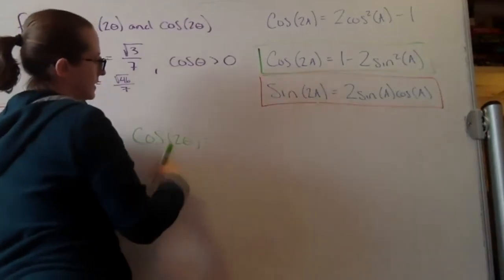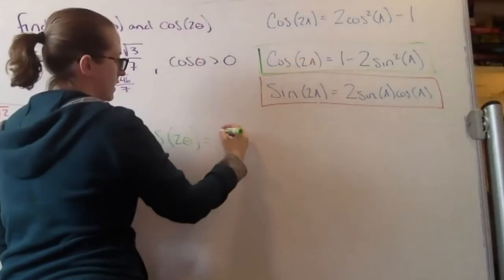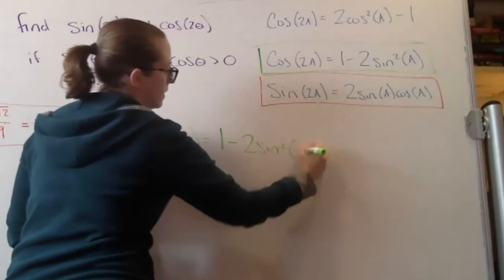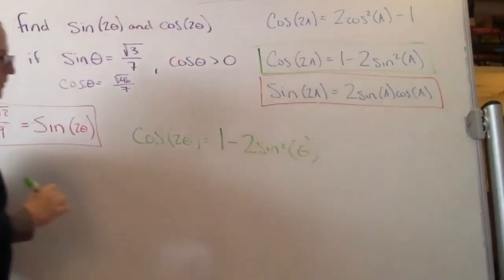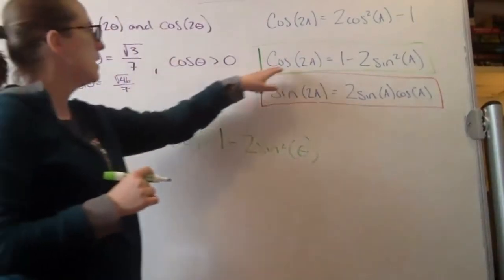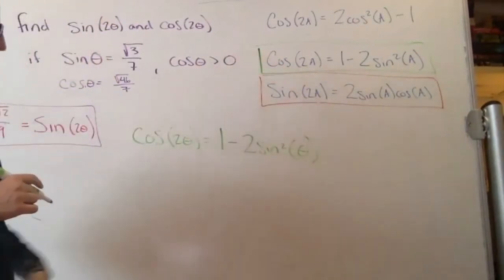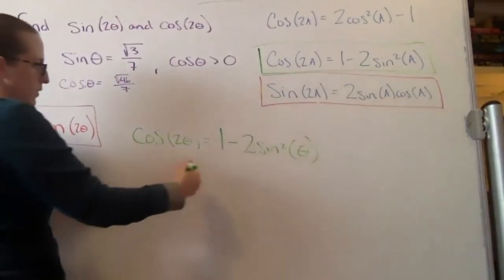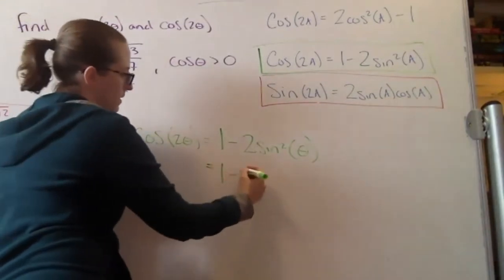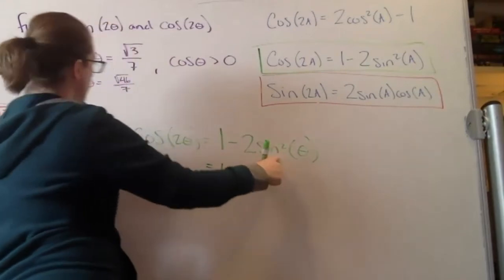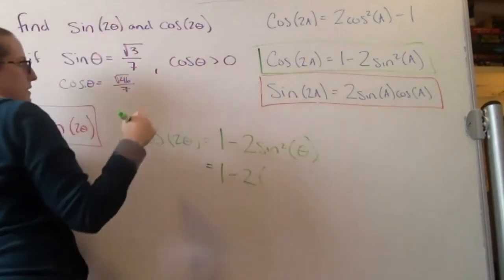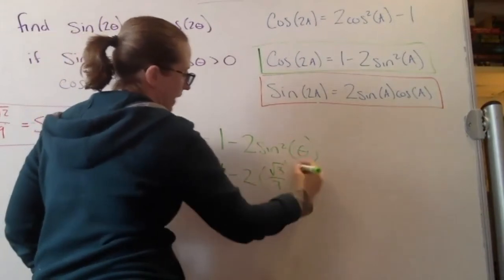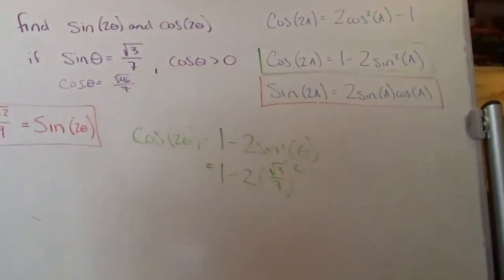Okay, so we're looking to find cosine of 2 theta. Our formula tells us that cosine of 2 theta is going to equal 1 minus 2 sine squared of theta. Okay, so all I did is replace our a's with theta. Now, as long as we know sine of theta, we should be able to solve for cosine of 2 theta. Well, 1 minus 2 times, what's our sine of theta? Our sine of theta is the square root of 3 over 7. We have to square that because in our formula we had sine squared.